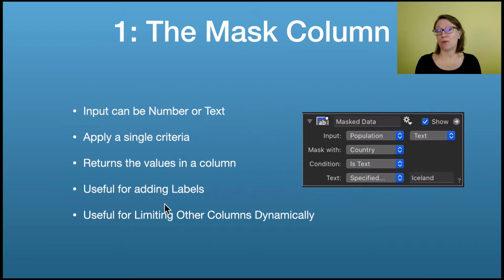It can be useful for limiting the labels that you want to add within a graph, and also for limiting the values of other columns dynamically. Here on the right-hand side, you see an actual screenshot of what the mask column looks like, where we have the input. If you wanted to have it return population data, we would mask with a country, and where again there's a condition that this could be text, and we could type in the text string.